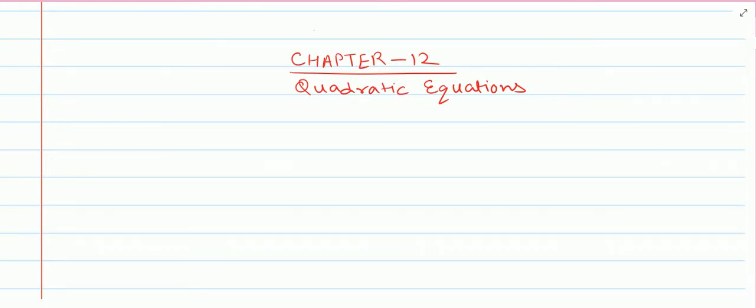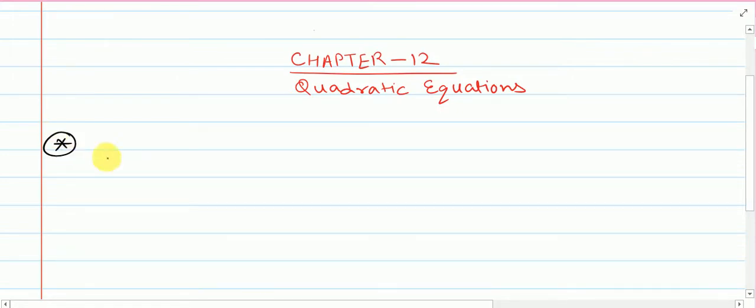Good morning, everyone. So, today we are going to start a new chapter, and the chapter is chapter number 12, quadratic equations. Okay, so in class 10 also we have done quadratic equations, but now it will get a little advanced. Okay, so let us start.